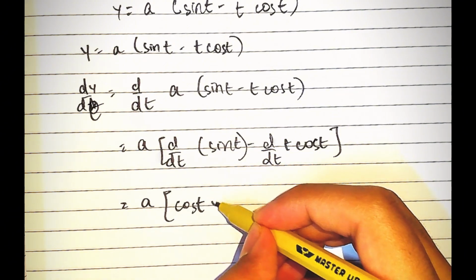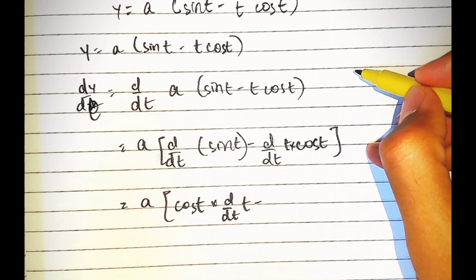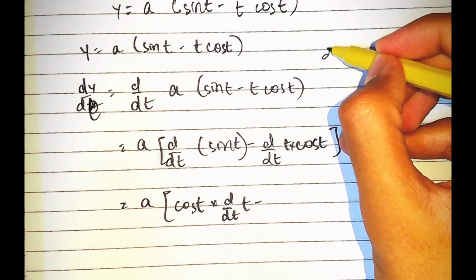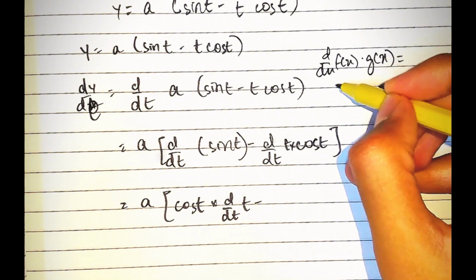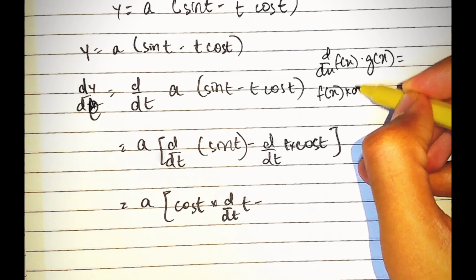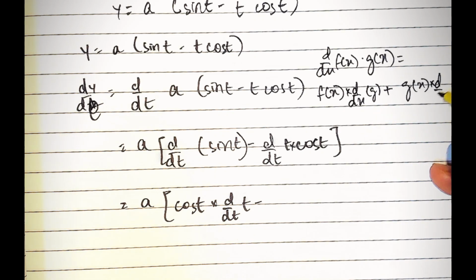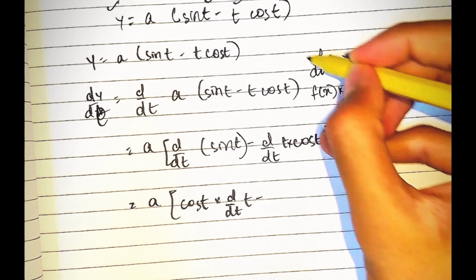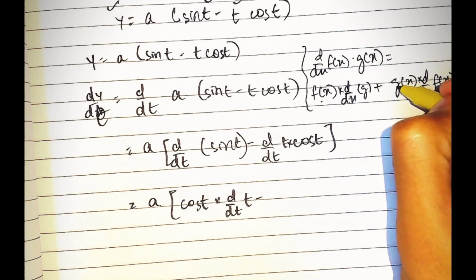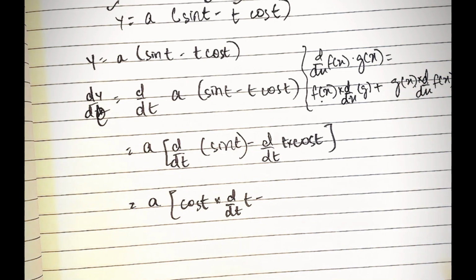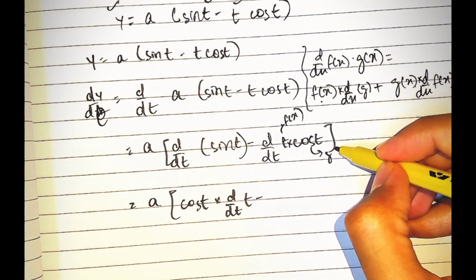Then the derivative of t cos t, this will actually obey the product rule. What the product rule says is that if you have two functions, d by dx of f(x) times g(x), it equals the first function as it is multiplied by the derivative of the second function, plus the second function as it is multiplied by the derivative of the first function. So over here f(x) would be my t, which is the first function, and cos t would be my g(x), which is the second function.